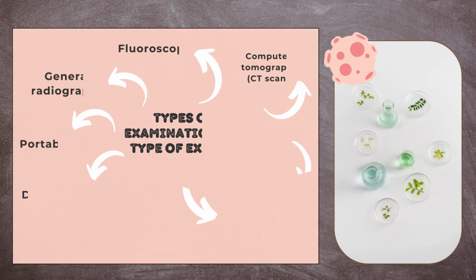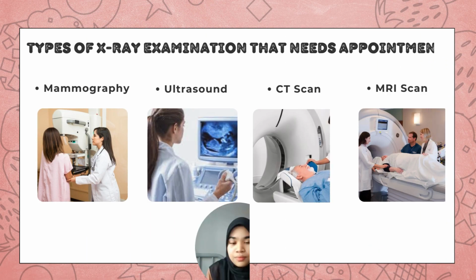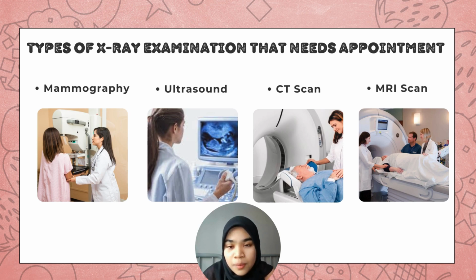Types of X-ray examination based on type of examination. X-ray rooms are very versatile and can be used for various examinations. Common types include general radiography, fluoroscopy, computed tomography, CT scan, mammography, angiography, portable X-rays, and bone densitometry. As you can see here, these are the types of X-ray examination that need an appointment. But for your information, not all examinations need an appointment, and only some of the examinations are required to get an appointment. It is practical because the examination can be carried out in a systematic manner.